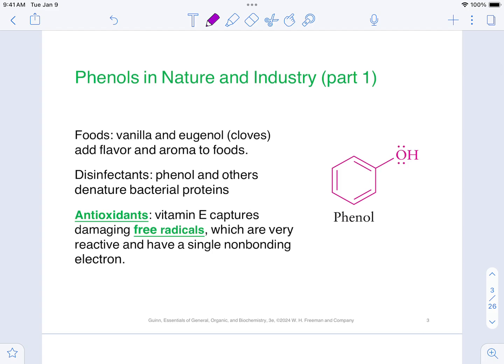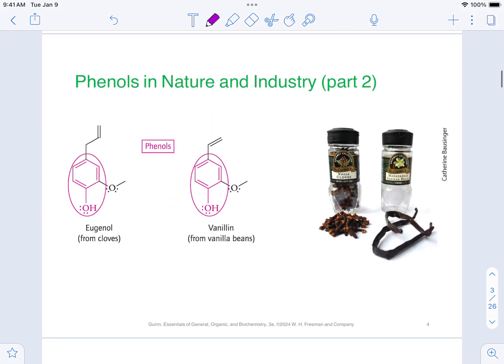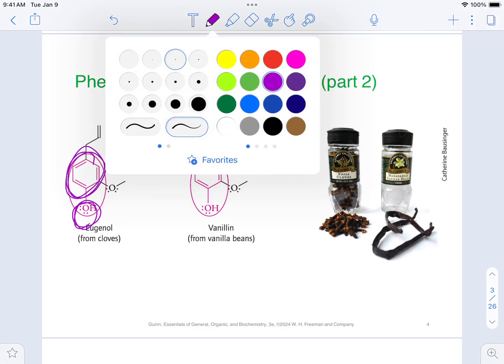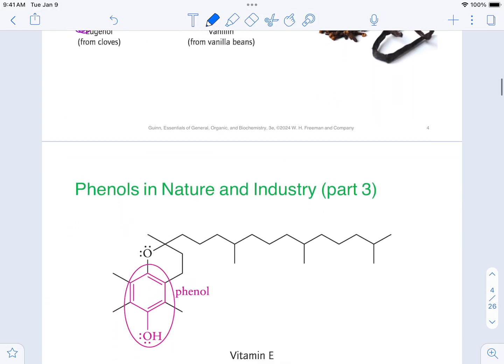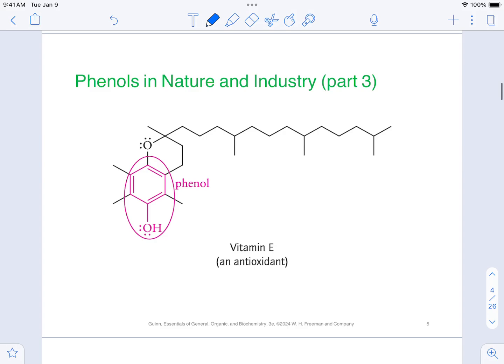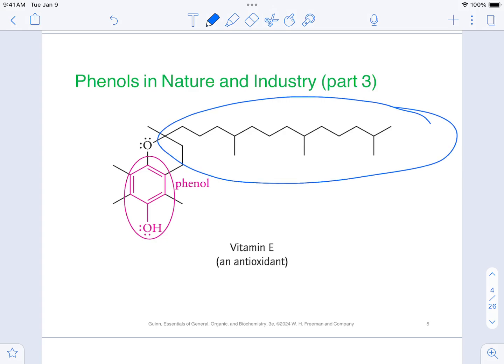In nature, briefly, foods such as vanilla add flavor and aroma to foods. These are phenols. Antioxidants, vitamin E captures damaging free radicals, which are very reactive and have a single non-bonding electron. So here are your two examples. Here is your ring with your OH, and again your aromatic ring with your OH. There's the same thing. There's your vitamin E complex. And all of this over here are your carbons and hydrogens.